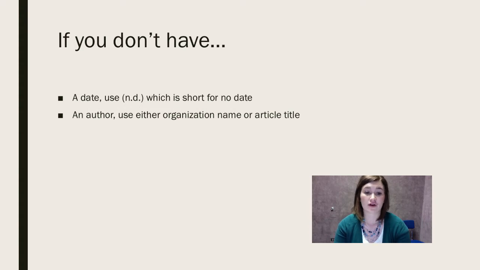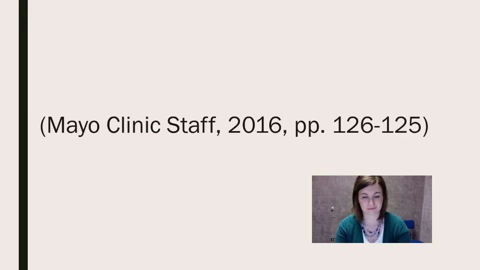If you don't have an author, use either the organization name or the article title. For example, the Mayo Clinic, which is a common nursing site, doesn't have an author, they just have the Mayo Clinic staff. And so you would use the Mayo Clinic staff as the author as an organization. For example, just like this.